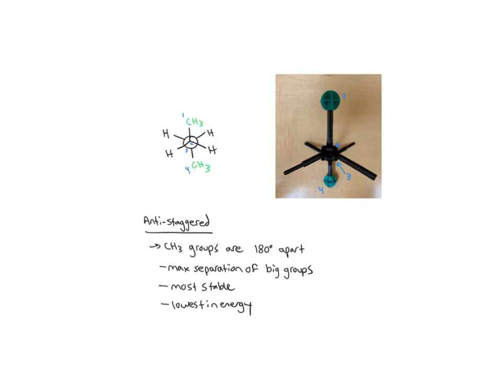And that's why we typically draw the carbon backbones as a zigzag, because that is the staggered conformation for that molecule. For any kind of carbon chain, it's staggered when we draw it in the zigzag, and that's why we always draw it like that, because we just draw the most stable conformation. So this is the anti-staggered conformation.